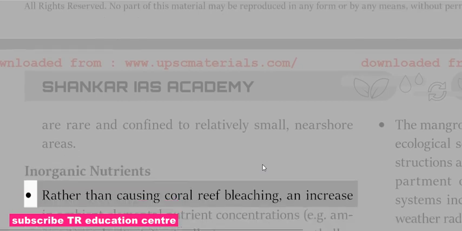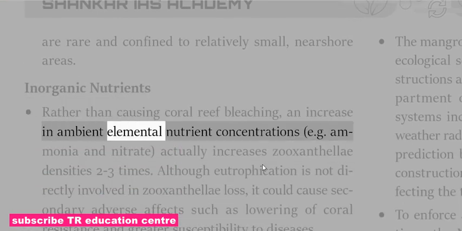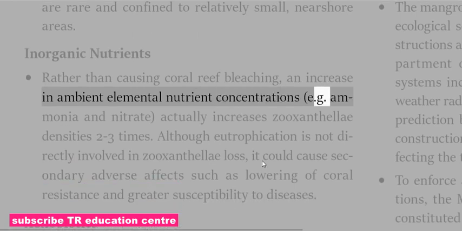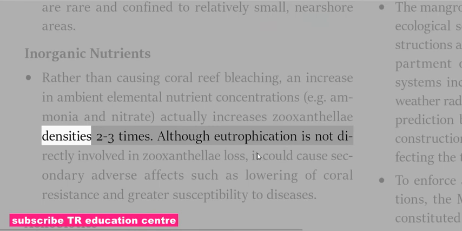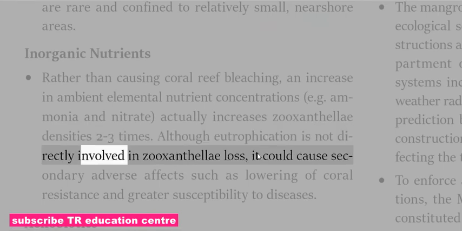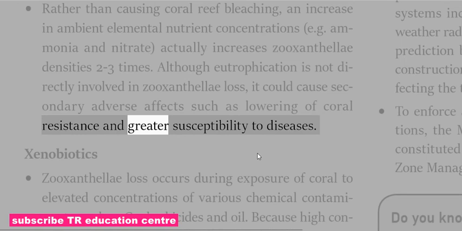Inorganic nutrients. Rather than causing coral reef bleaching, an increase in ambient elemental nutrient concentrations, e.g. ammonia and nitrate, actually increases zooxanthellae density 2 to 3 times. Although eutrophication is not directly involved in zooxanthellae loss, it could cause secondary adverse effects such as lowering of coral resistance and greater susceptibility to diseases.